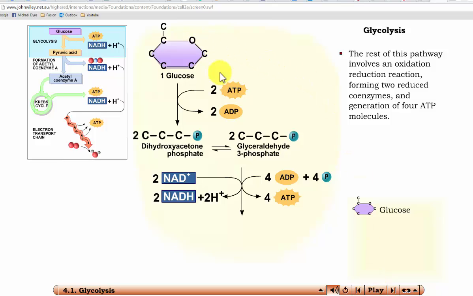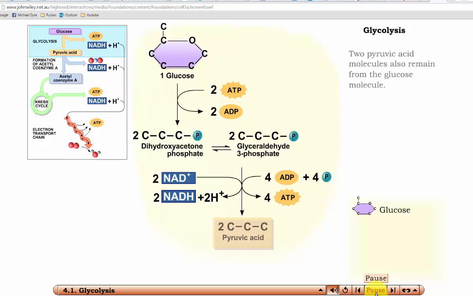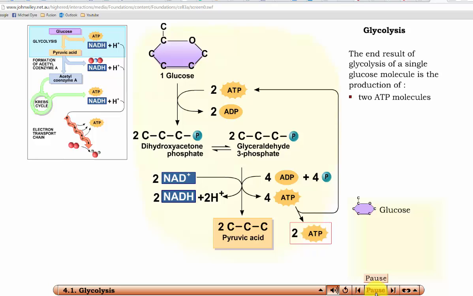So when we talk about glycolysis producing 2 ATPs, 2 go in, 4 come out, and 4 minus 2 would be the 2. But it also does come up with some high-energy coenzymes. In addition, 2 energy-rich pyruvic acid molecules remain from the single glucose molecule. There's the 2 C. Glycolysis of a single glucose molecule produces 2 ATP molecules, 2 reduced coenzymes, and 2 pyruvic acid molecules.